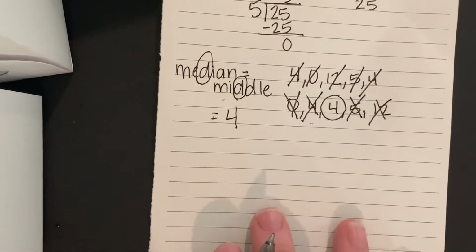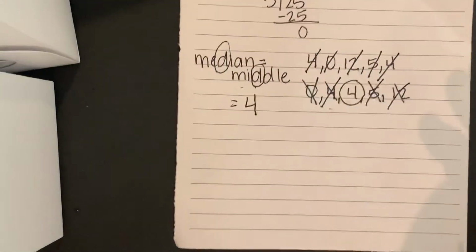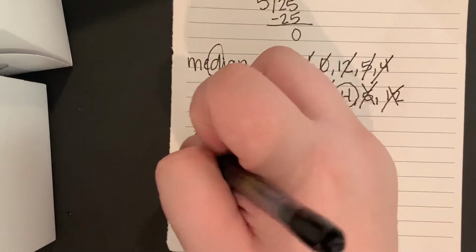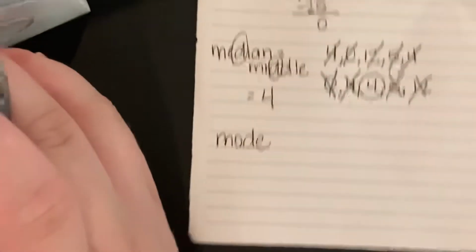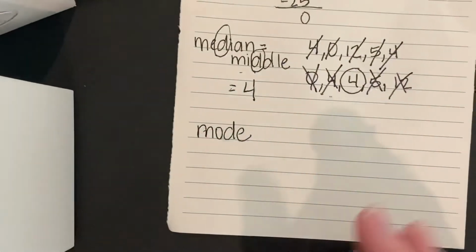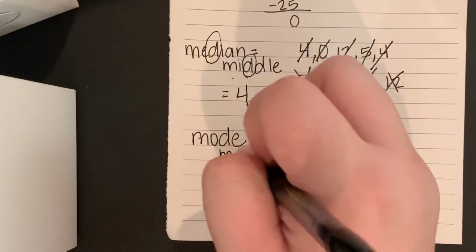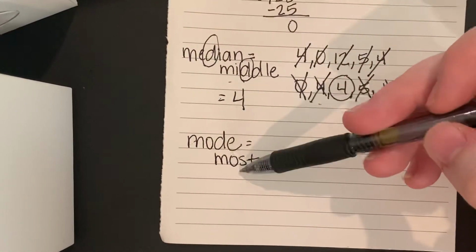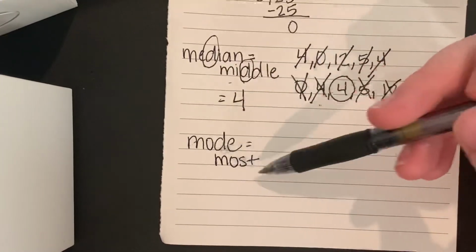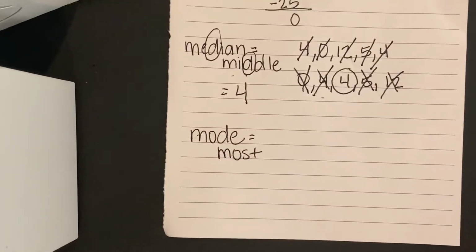Okay, now let's do mode. So we've done mean, we've covered median. We're going to do mode. Okay. And the trick for mode is the number that you see the most. And kind of like median and middle, these words look very similar in that they're the same amount of letters. They both start with M. They both have M-O. So mode is going to be the one we see the most.